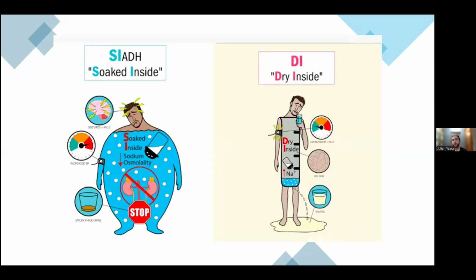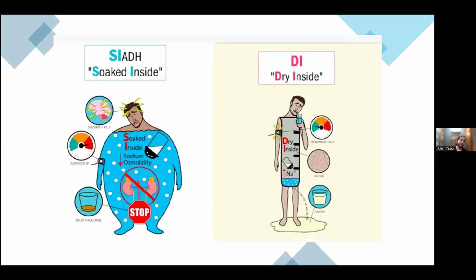So SIADH, or syndrome of inappropriate antidiuretic hormone secretion, is a disorder characterized by excessive release of arginine vasopressin relative to the plasma osmolality. This results in impaired free water excretion and dilutional hyponatremia. Physiologically, AVP is secreted in response to an increased plasma osmolality or decreased effective circulating volume. So in SIADH, this regulation is disrupted and AVP is released despite normal or low plasma osmolality.